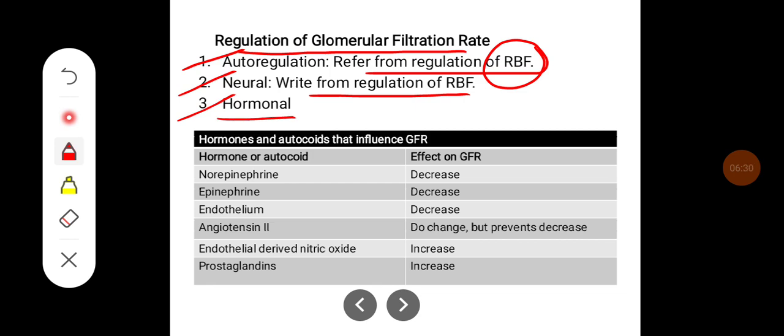Then there are hormonal influences. The hormone or autacoid norepinephrine decreases the GFR, epinephrine decreases the GFR, endothelin is going to decrease the GFR. Angiotensin II may not change it but prevents the decrease of GFR. Then endothelial derived nitric oxide increases it, as well as prostaglandins.